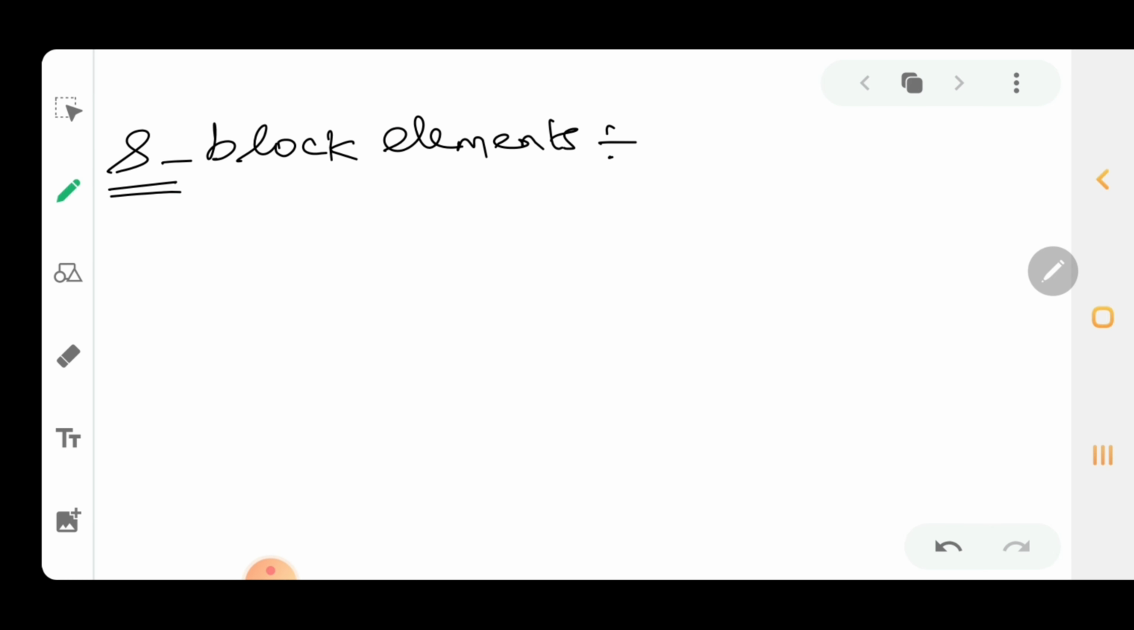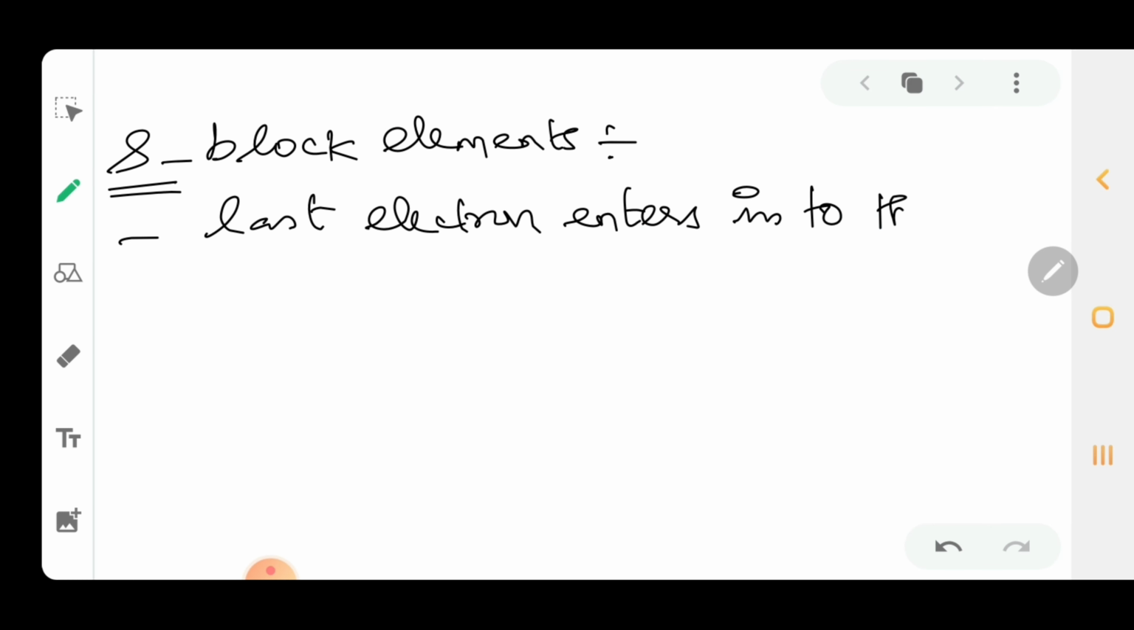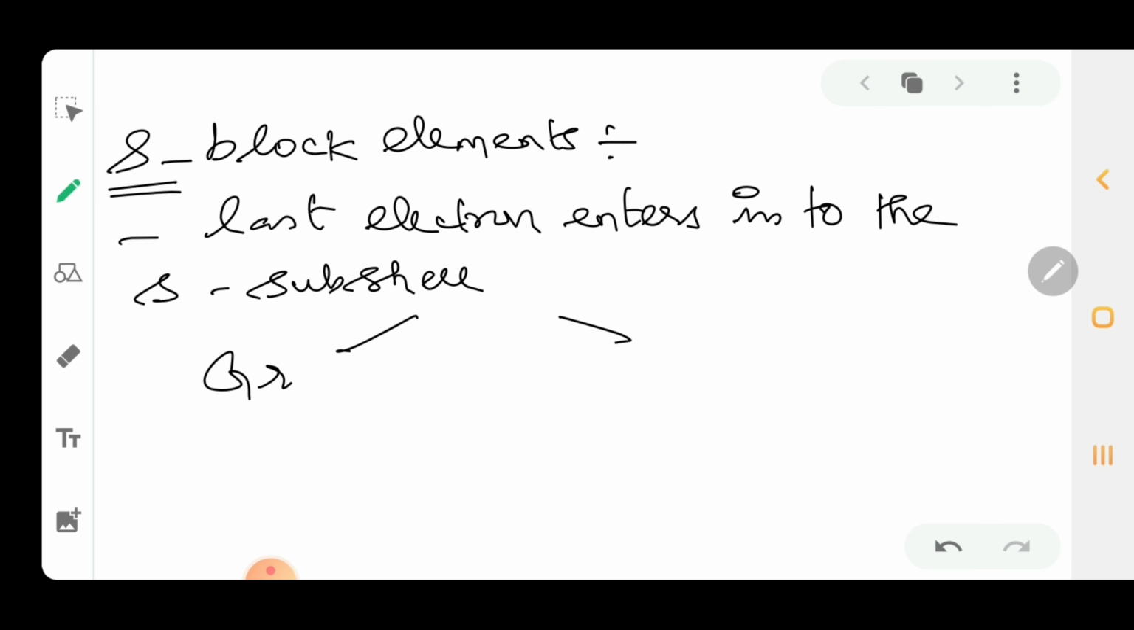So first trick is to remember our S block elements. Why is it called S block elements? That means the last electron enters into the S subshell. That's why it is called S block elements. And you know, S block elements consist of two groups, that is group 1 and group 2.